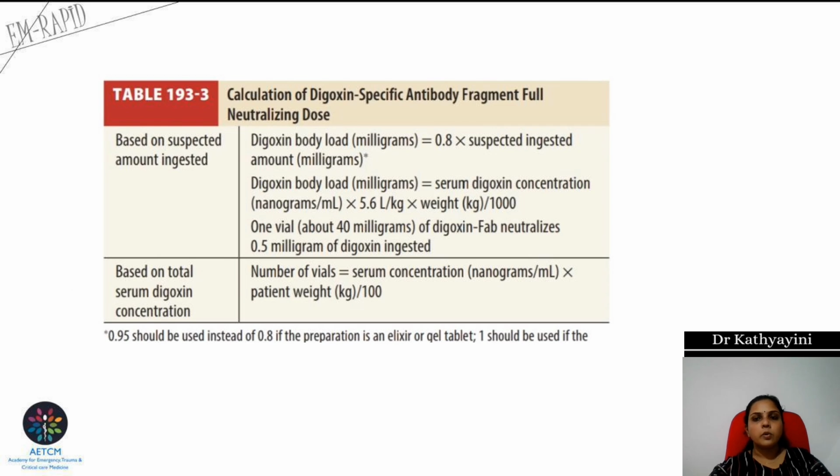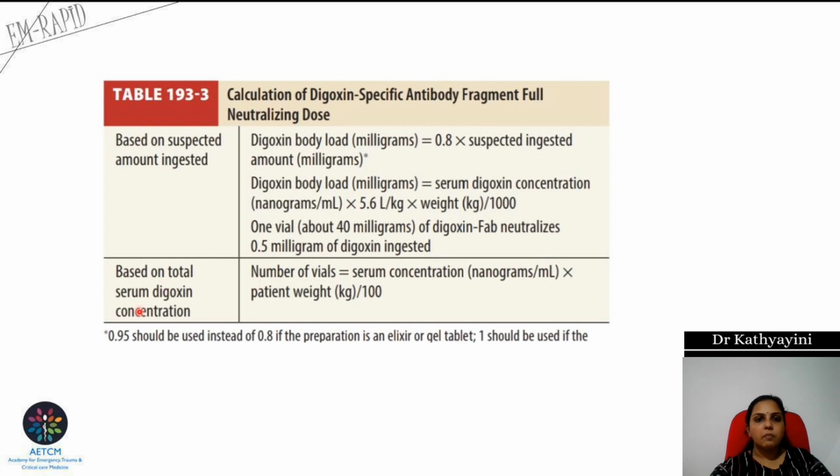So here is the dosage calculation of the digoxin antibody fragment. Based on the digoxin serum concentration, digoxin body load equals serum digoxin concentration times 5.6 liter per kg times weight in kilograms, divided by 1000. Each vial of digoxin antibody is about 40 milligrams, and it neutralizes 0.5 milligram of digoxin ingested. So we have to calculate it accordingly.